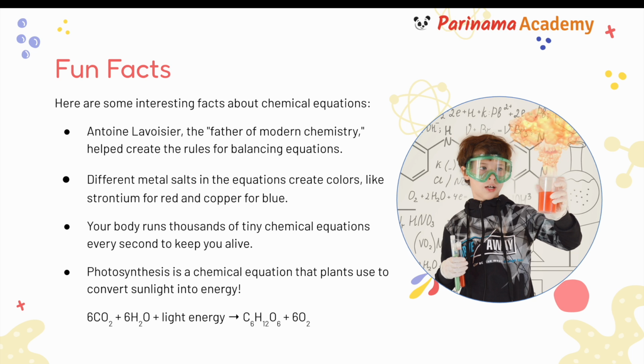Antoine Lavoisier, the father of modern chemistry, helped create the rules for balancing equations. Different metal salts in the equations create colors, like strontium for red and copper for blue. Your body runs thousands of chemical equations every second to keep you alive. Photosynthesis is a chemical equation that plants use to convert sunlight into energy.